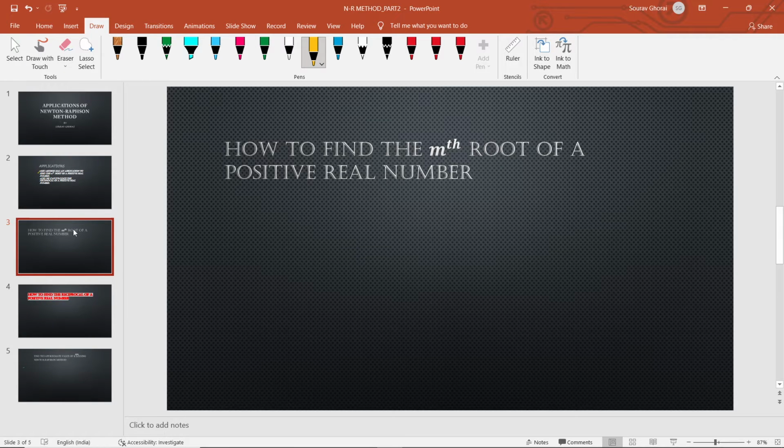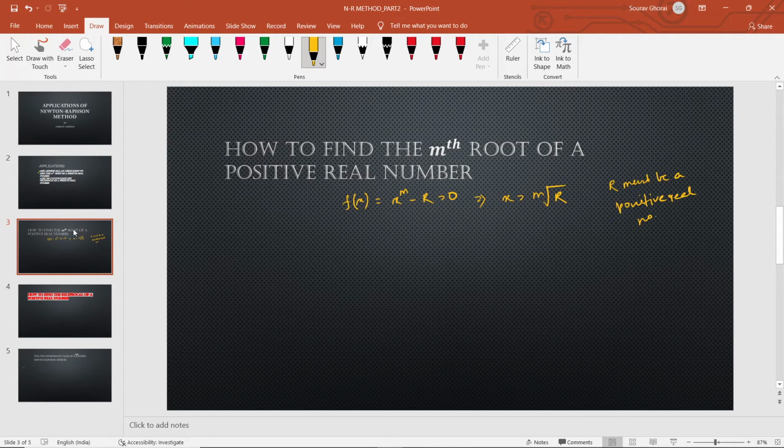If we consider the equation f of x equals x to the power m minus r equals 0, then from here we can easily write that x is equal to the mth root of r. Now this r must be a positive real number. It may be a prime number, an even number, or an odd number.